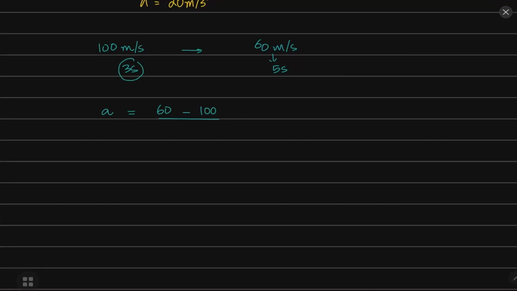Because it is 5 minus 3 over here. That's the time interval between these 2 points. Okay, it's going to be 2. Now if you subtract, you get negative 40 over 2. What does this mean? It means negative 20 meters per second square.